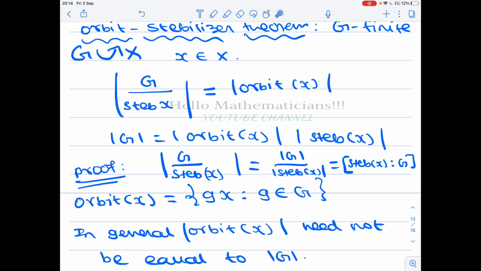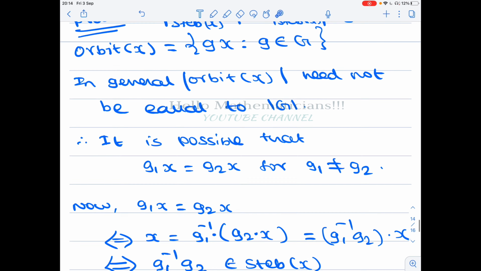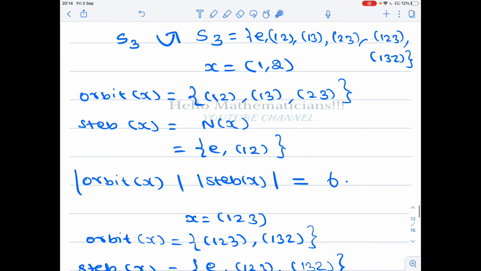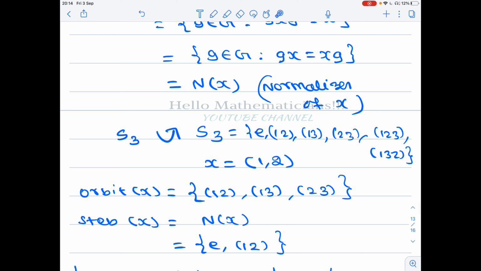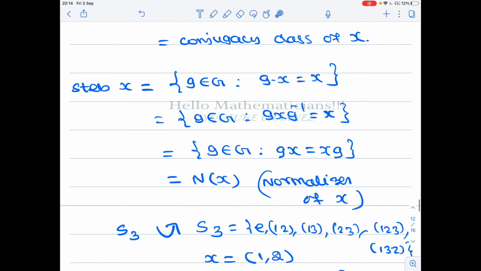So let's prove this orbit stabilizer theorem. Basically, we want to count the number of elements in the orbit. That is the idea. By definition, the orbit of X equals gx such that g belongs to G. Here we make some observation. Note that here S3 acts on S3. So the group G has 6 elements, and the set X again has 6 elements. But here the orbit is a proper subset of X. So it is possible that the orbit is a proper subset.